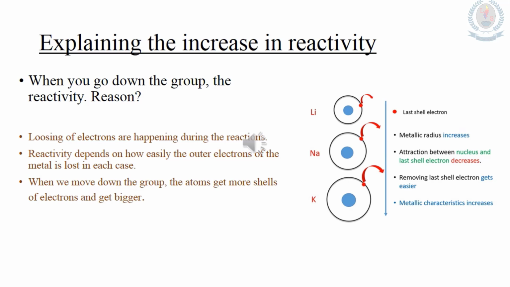When we are further from the nucleus, the attraction force also decreases. So the removal of the last shell electron gets easier. That is why, when you go down the group, it is really easy to remove this electron from the shell. That is the reason these metals have so much reactivity, and why their reactivity increases as you go down.